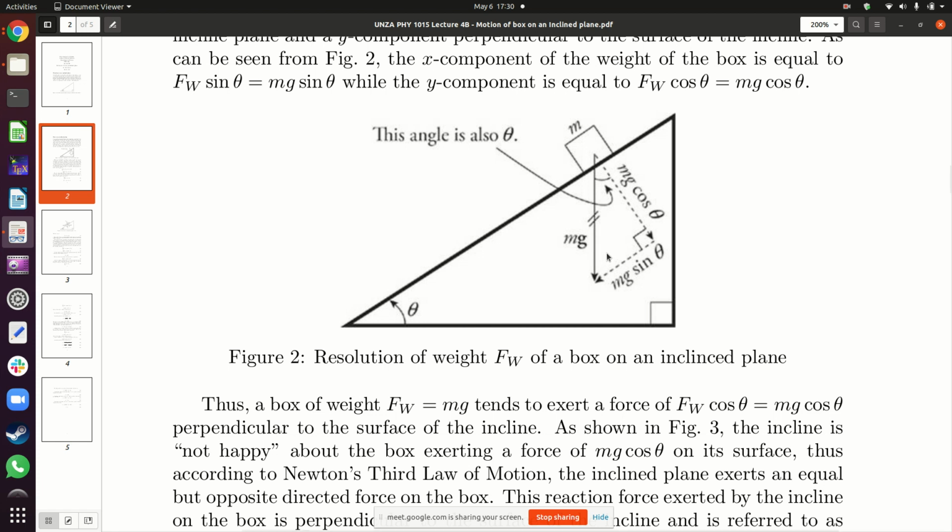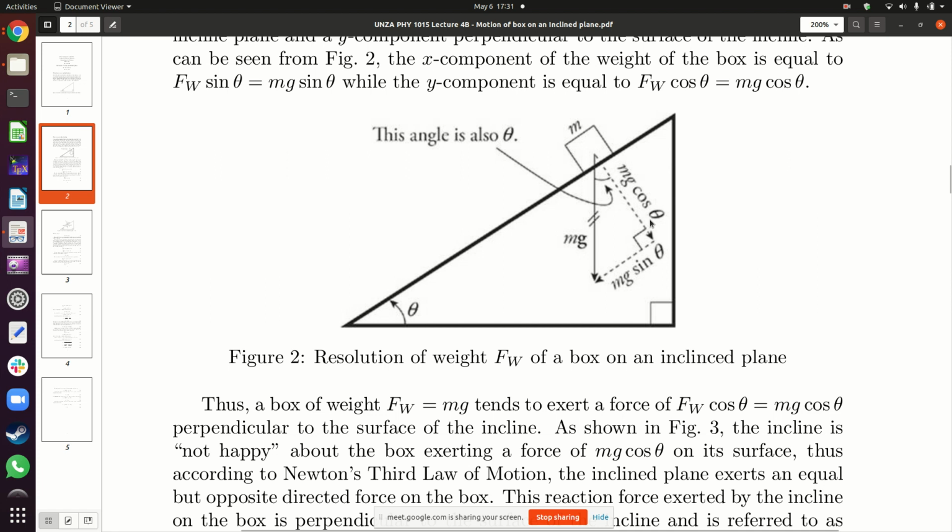Now, when you look at this weight which is pointing down, and the choices we have made about the axes, we have said the x-axis is parallel to the incline, and the y-axis is at 90 degrees to the incline, perpendicular to it. So in such an xy plane, you notice that this force mg lies neither along the x-axis nor along the y-axis.